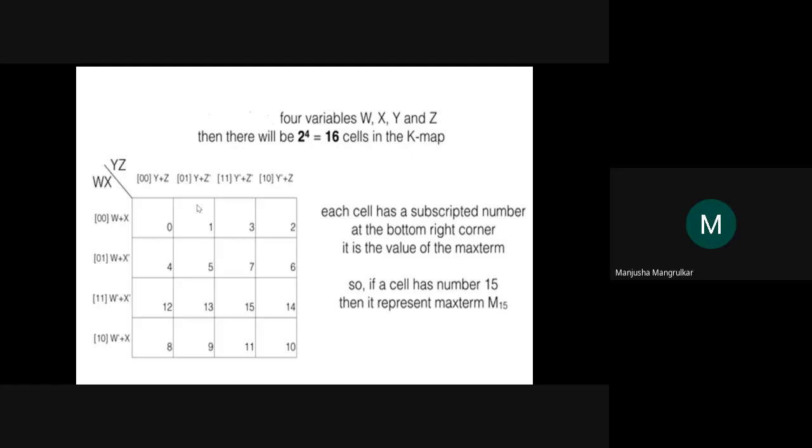So what will be the term here? All the variables are 0. So what will be here? W plus x plus y plus z. Now here y and z are 1 1. For the rest, w and x are 0. So here it is w plus x plus y complement plus z complement. Now here w and x are zero, so w plus x plus y complement plus z, because y is 1 and z is 0.